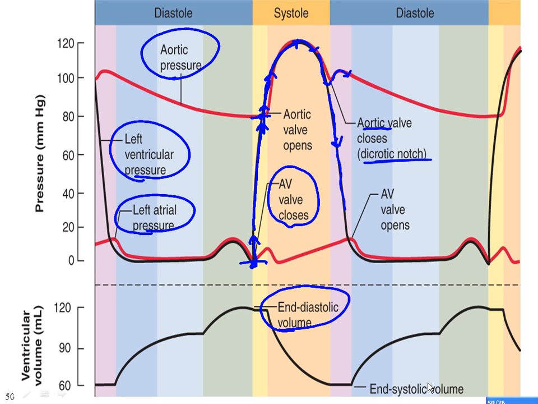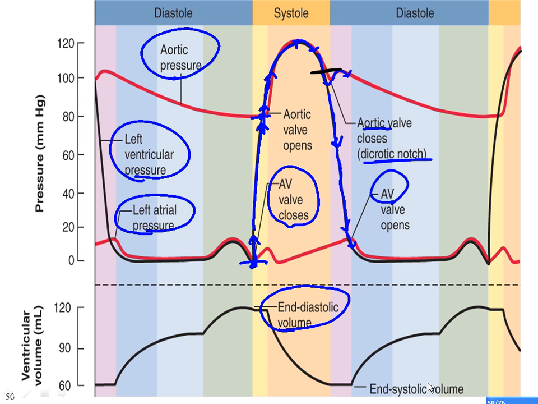Left ventricle continues to relax. As it relaxes, its pressure drops. Now eventually, the pressure in the left ventricle will drop below the pressure in the left atrium. When that happens, the AV valve will open back up. And when that AV valve opens back up, blood is going to flow from the left atrium into the left ventricle. But between these 2 points, this is where the aortic valve closed.